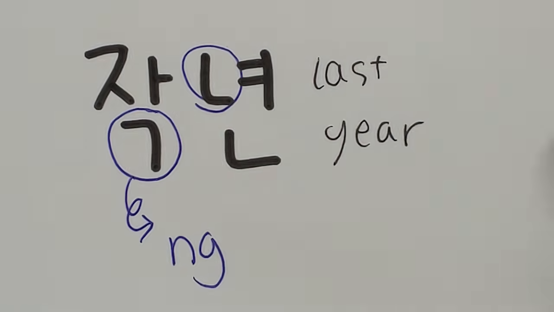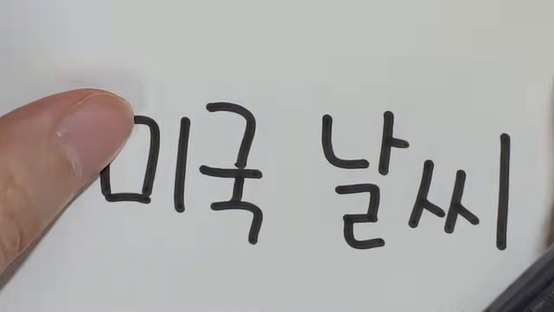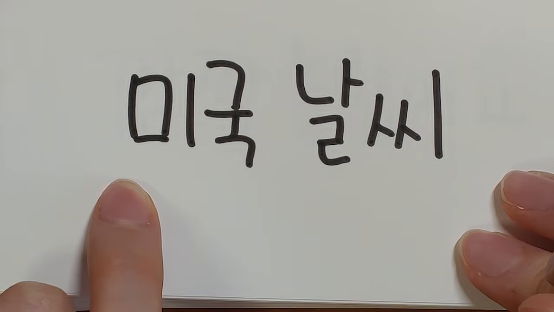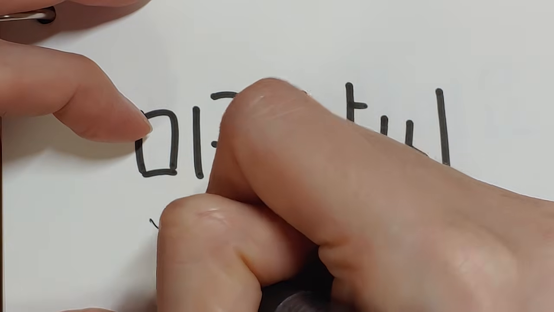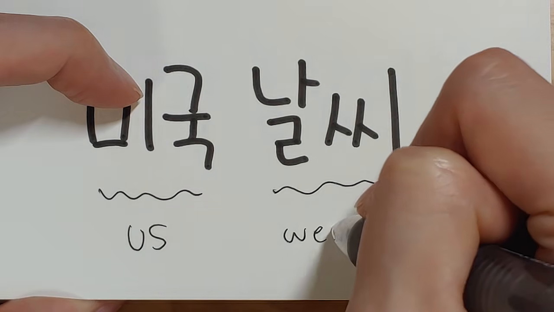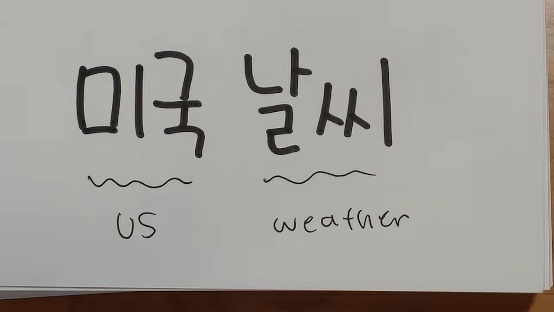작년. So you can pronounce it like 작년. And let's look at another example. This word is a combination of 미국 and 날씨. 미국 means the US, the country, and 날씨 means weather. So 미국 날씨 means the weather in the US.